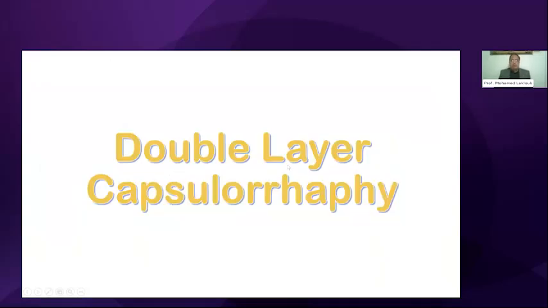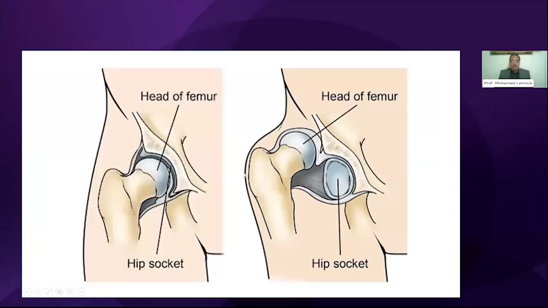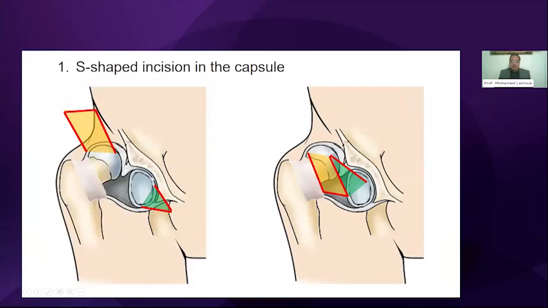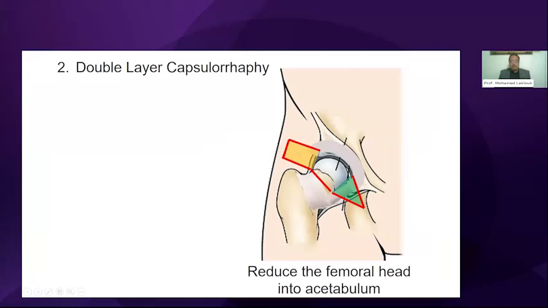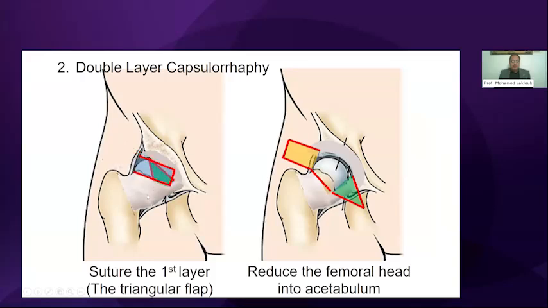Then we talk about the double layer capsulorrhaphy. This is a photo diagram of the dislocated hip and after reduction. This is the site of the S-shaped incision in the capsule. After opening both the quadrangular and the triangular flaps, we can notice that the flaps are not in the same plane. But after reduction, we find both flaps in the same plane. Then we close the triangular flap first, and then close the quadrangular flap.